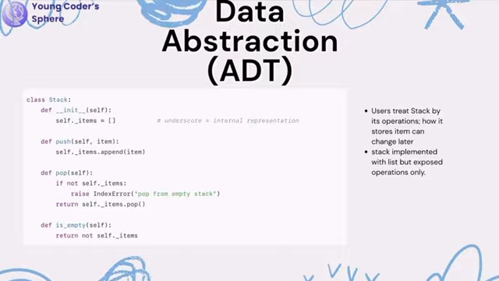Internally, we use a Python list, self.items, to store elements, but the user of the Stack doesn't interact with the list. They use the methods push, pop, and is_empty. This hides how the stack is implemented. If we later switch to deque, users wouldn't notice. This is an abstract data type, ADT. Users focus on what the operations do, not how they're done.